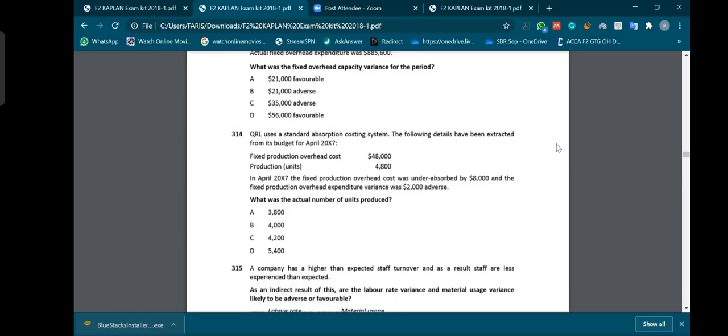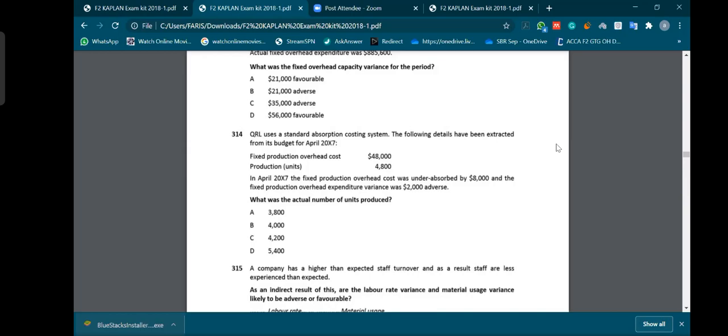Your budgeted fixed cost is 48,000 and your expenditure variance is 2,000 adverse. 2,000 adverse means that you spent $2,000 more than your budget. Budget is 48, so it means that you actually spent 50. I thought that it was 2,000 favorable. My mistake. 2,000 adverse means my actual expenditure is $50,000.